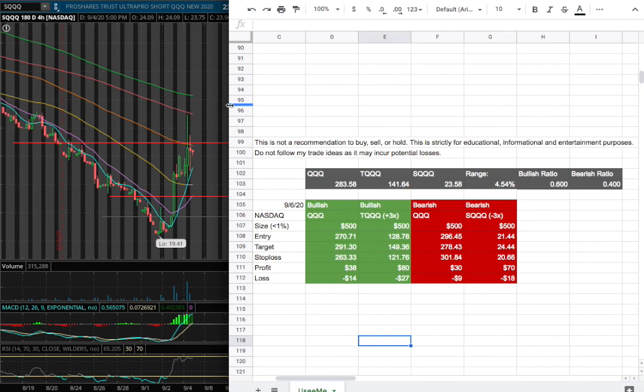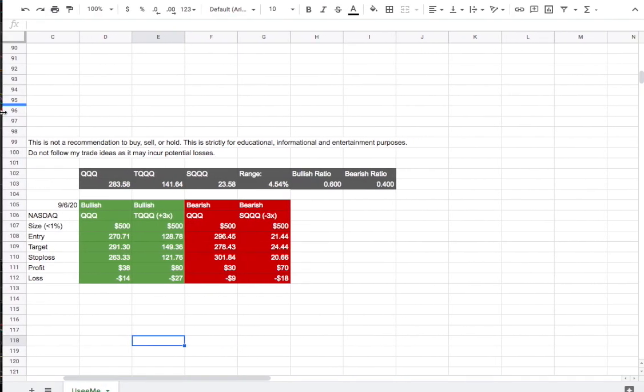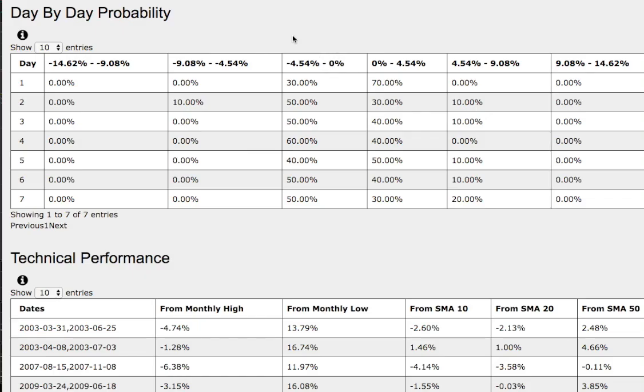So for the trade idea of the week, or I should say the day-by-day probability model, I'll be using QQQ, which TQQ and SQQ track. As we progress to the 5th day or a week of trading, we have a 50% chance for QQQ to climb higher between 0 to 4.5%. Do note, SQQ is the inverse of QQQ and TQQ.